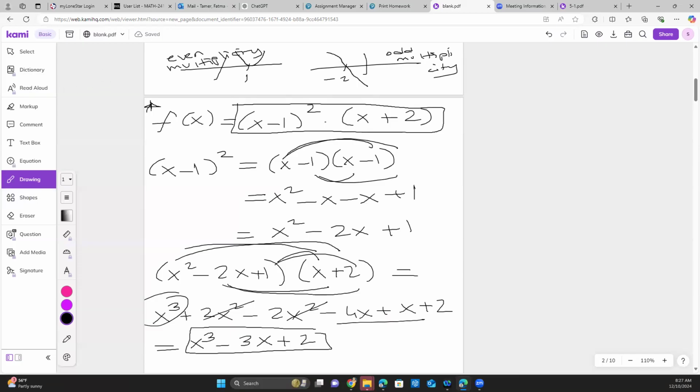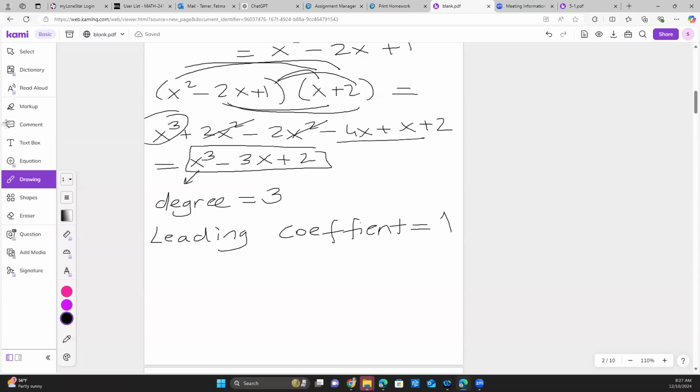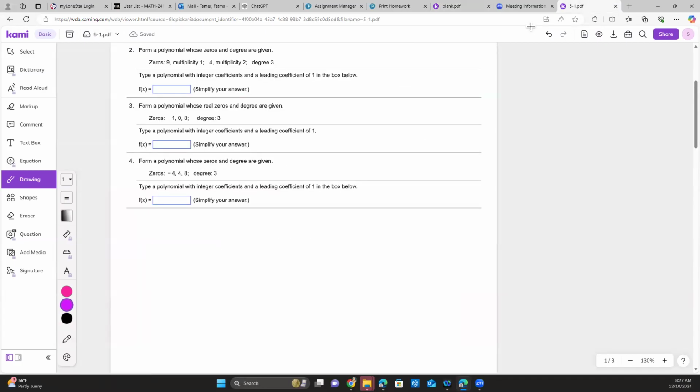For example, here, when I look at my final answer for this polynomial function, the degree is the greatest exponent. So the degree is 3. And the leading coefficient is the number in front of the highest exponent. Since we have just one x cubed here, the leading coefficient will be 1, and the degree will be 3. This is just general information about polynomial functions before we go back to our homework.